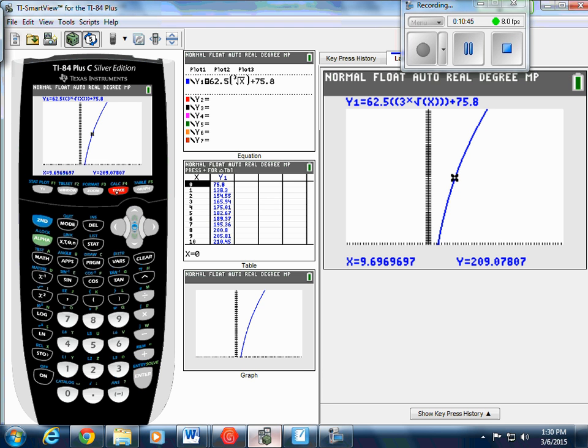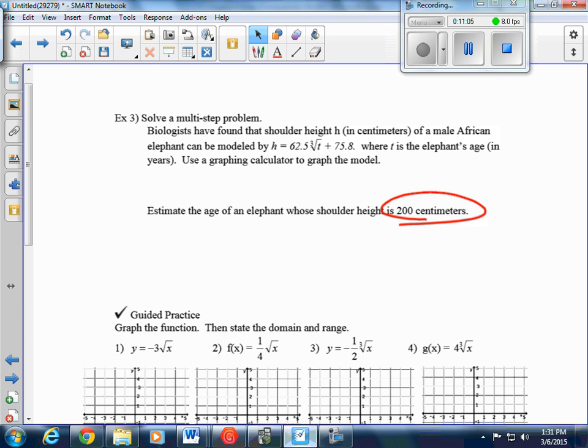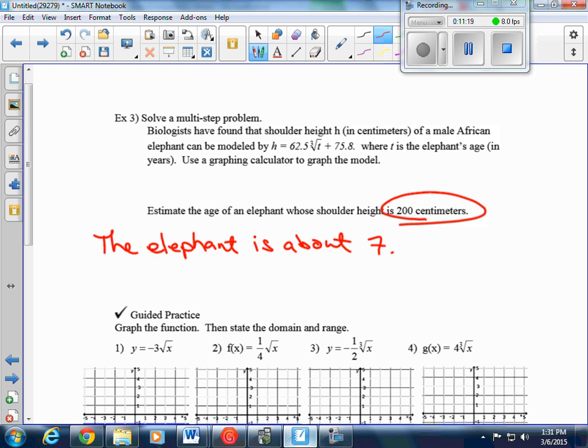But if we go to the trace, now I'm getting more numbers, and right there is about 200 for my y value. And so this is about 7.9 years. So in about 7.9 years, the elephant's going to be 200 centimeters tall. Okay, so that's how we would answer this question. Estimate the elephant's shoulder height, and it would be the elephant is going to be about 7.9 years old.